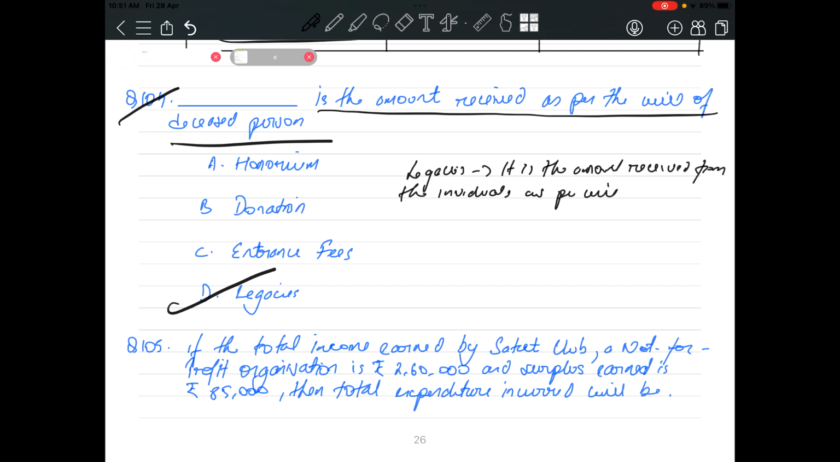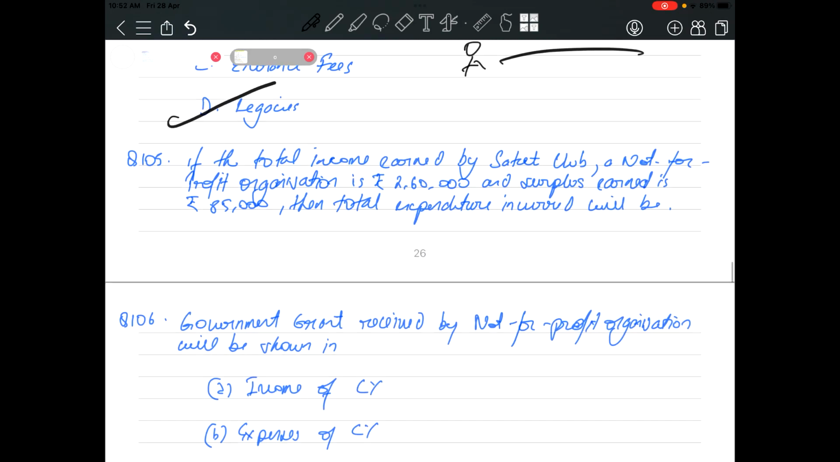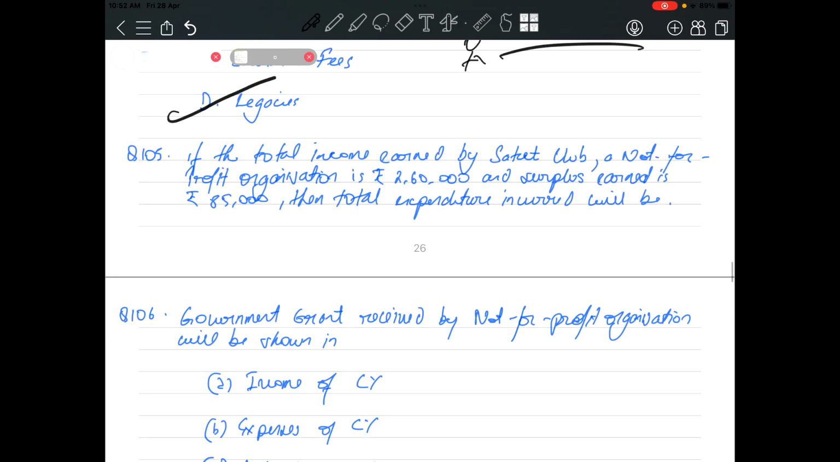So what is legacies? Say for example, there is a person who wants to pay a certain amount to the organization as per will. No one has forced him to pay, he wants to pay as per will. That will be called legacies. Now let's move to question number 105.